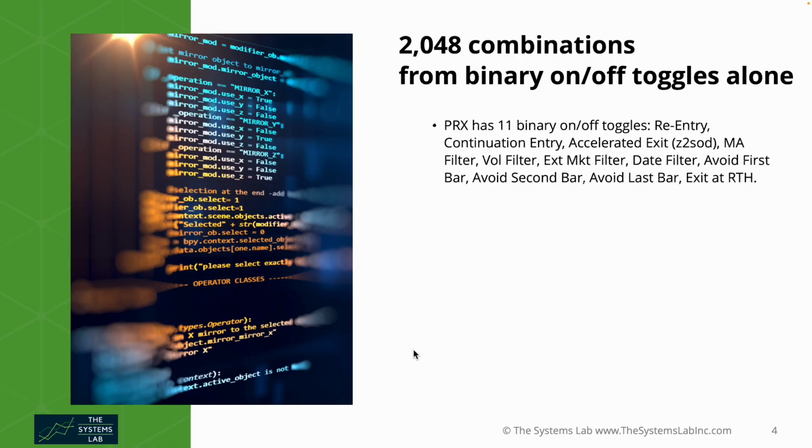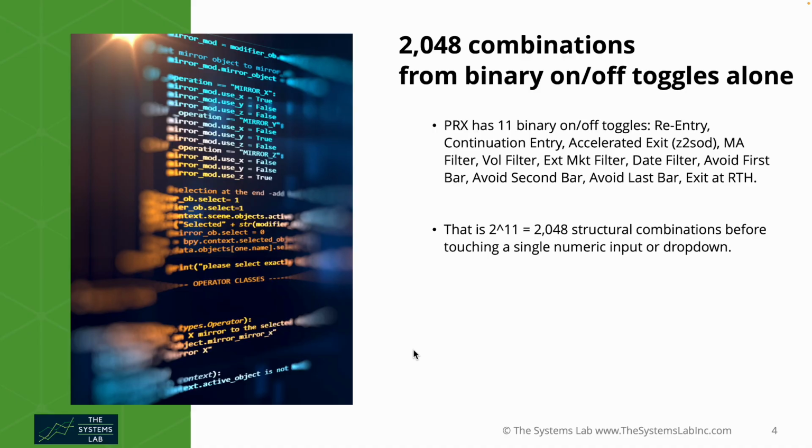Well, if we look at only the binary on-off toggles, which PRX has 11 of, we get 2,048 combinations just from the binary on-off toggles alone. That's 2 to the 11th, so that's 2,048 structural combinations before we even touch a single numeric input or drop-down menu.